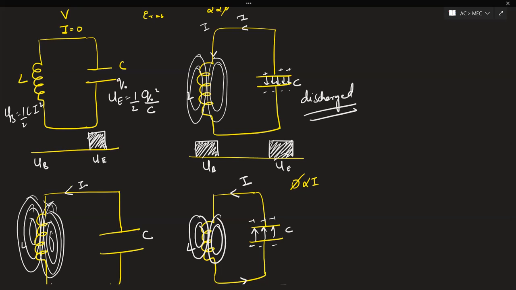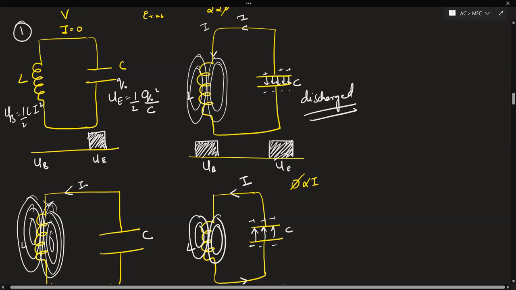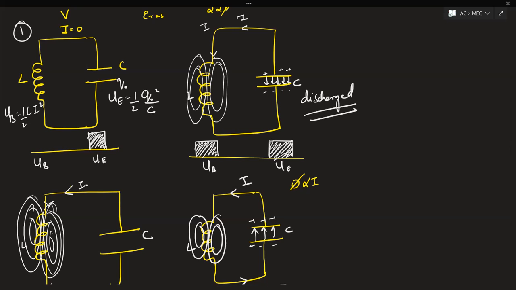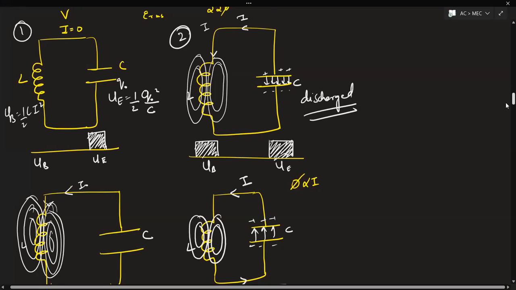What happened in the first step? Capacitor and inductor were connected. The capacitor was fully charged with electrostatic energy. Second, the capacitor begins to discharge itself. Some current flows through the inductor, making the magnetic field. Magnetic energy and electric energy both are now present. This is the second step.